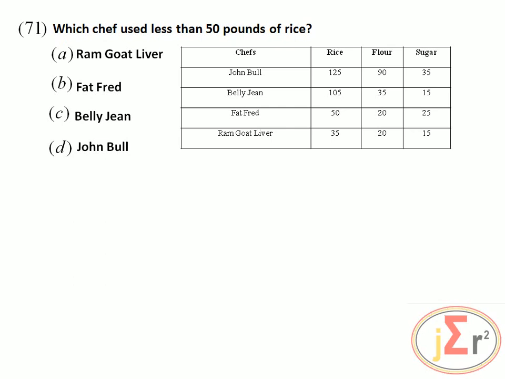Jerry, what do we do? Take a look at the column with the rice. So we're going to look in the rice column. We need to know which one used the least amount of rice.